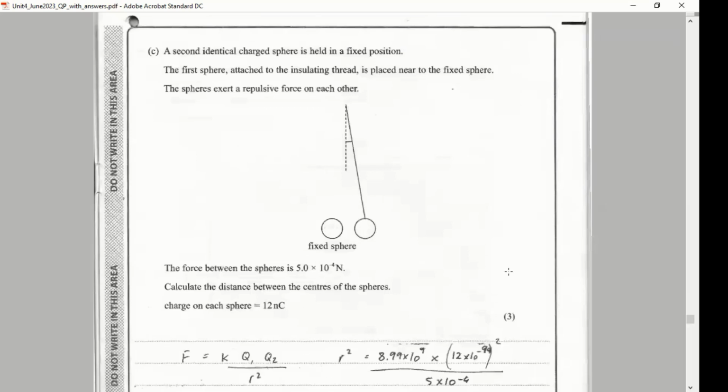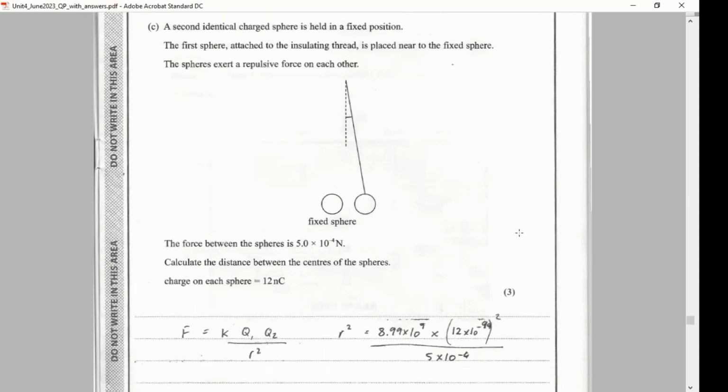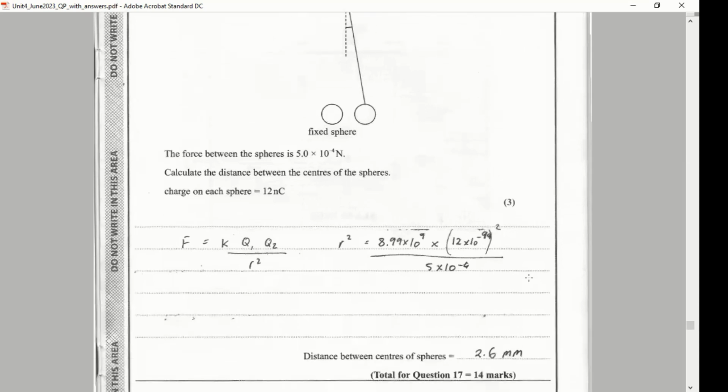C. A second identical charged sphere is held in a fixed position. The first sphere, attached to the insulating thread, is placed near to the fixed sphere. The spheres exert a repulsive force on each other. The force between the spheres is that number. Calculate the distance between the centers of the spheres. Charge on each sphere 12 nanocoulombs. 3 marks for the most straightforward calculation. You are told the force between the spheres. And we know from the appendix that that is k Q1 Q2 over r squared, separation squared. So r squared will equal k times 12 nanocoulombs times 12 nanocoulombs divided by the force. And when you do all of that, the distance between the centers of the spheres works out at 2.6 millimeters.